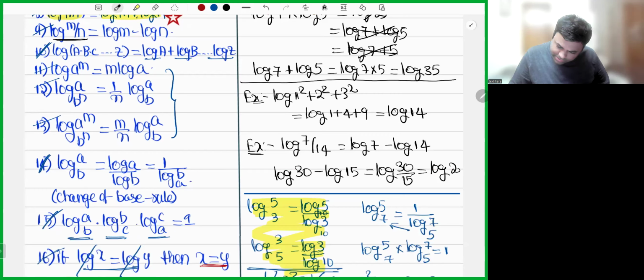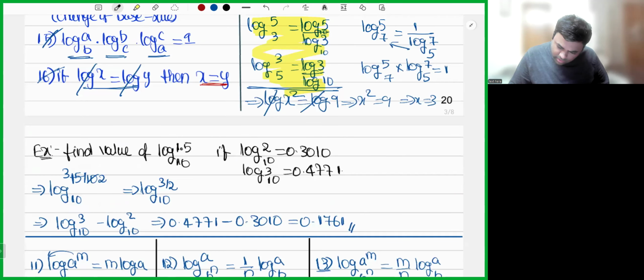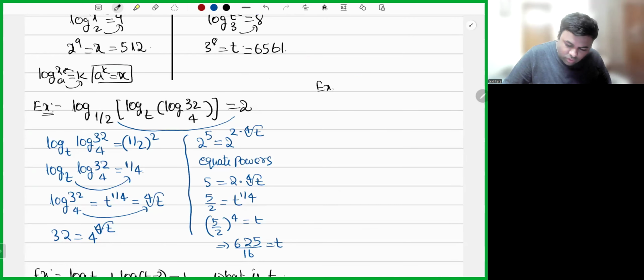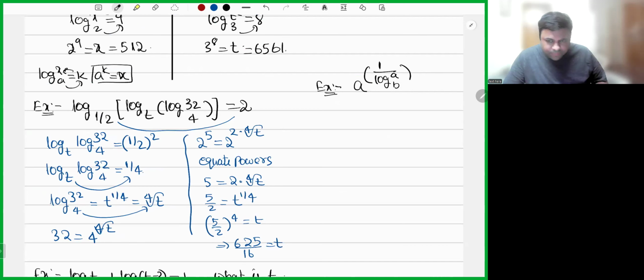There was one question in the examination, what he asked. The question was somewhat like this. He asked A power 1 by log A base B. This is the given question. He was asking what was the value of this.